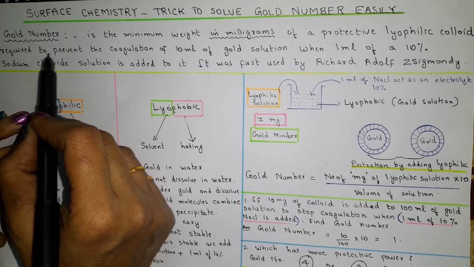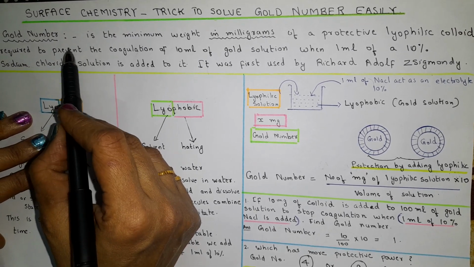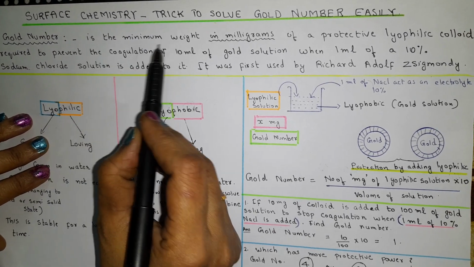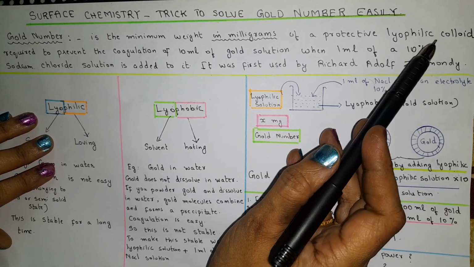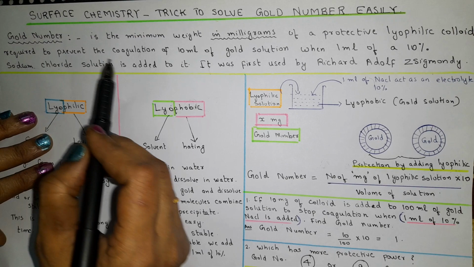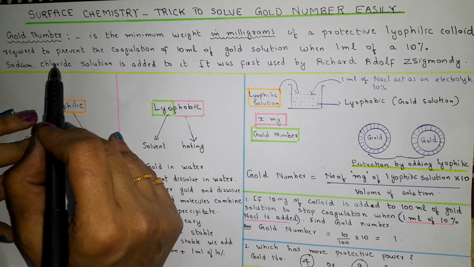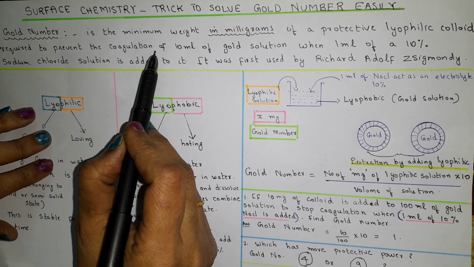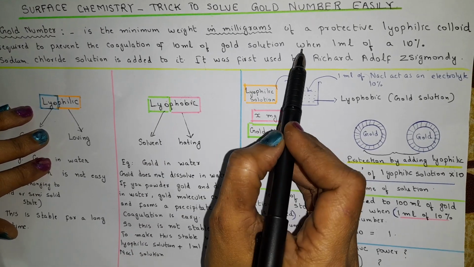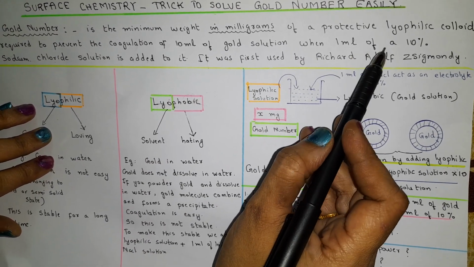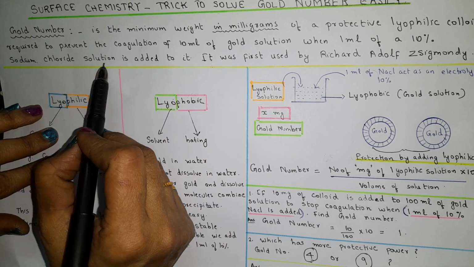So firstly, I will tell you the definition again. Gold number is the minimum weight in milligrams. Of what? Of a protective lyophilic colloid. So what is this colloid used to? It is used to prevent the coagulation of 10 ml of gold solution. So when you add 1 ml of 10% sodium chloride.